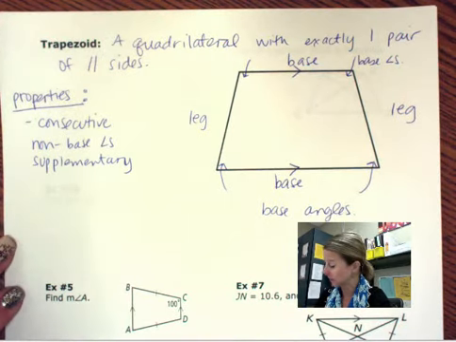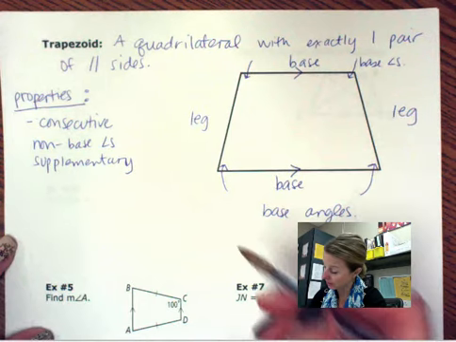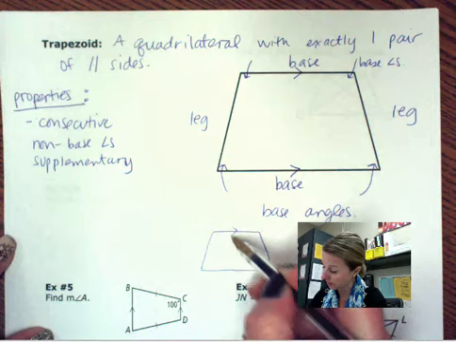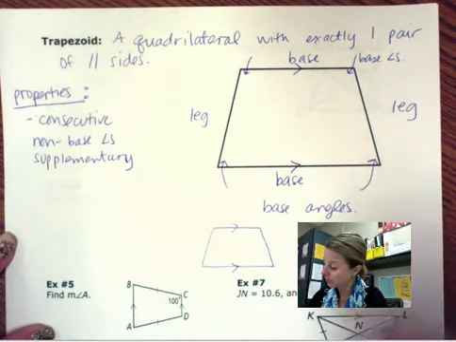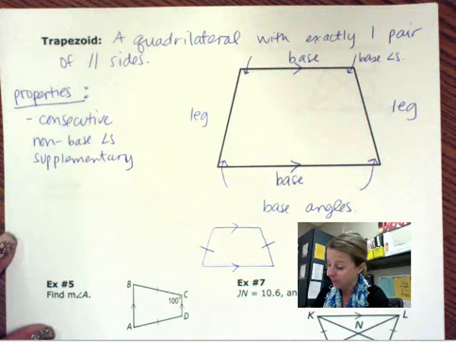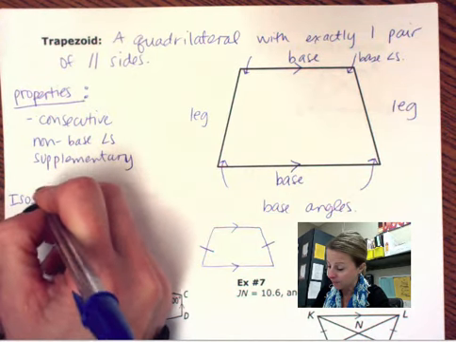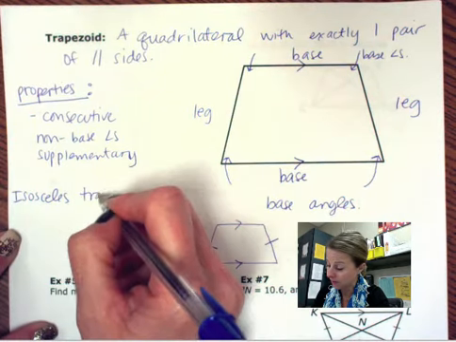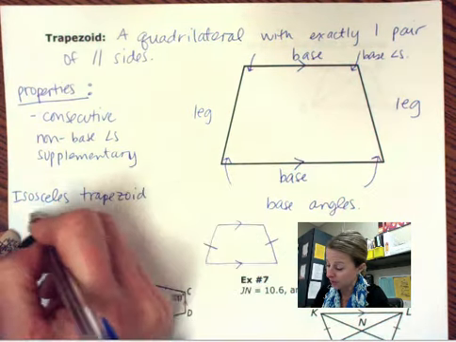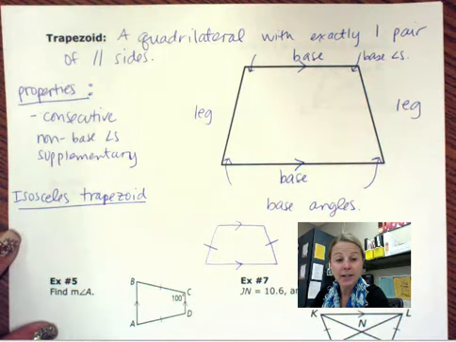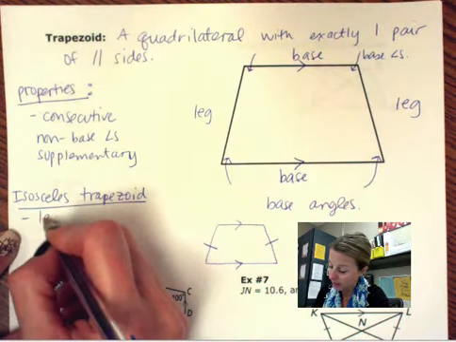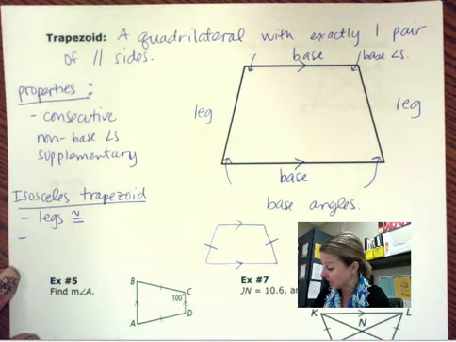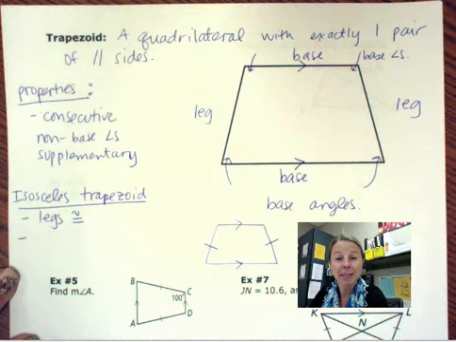Now, if we have an isosceles trapezoid, we have more properties. So I'm going to draw myself another picture right here. In order to be isosceles, the legs are equal. So let's add another title here for isosceles trapezoid. We've got three items here. Number one, I just said the legs are congruent. Secondly, not only are your legs congruent, the base angles are congruent.